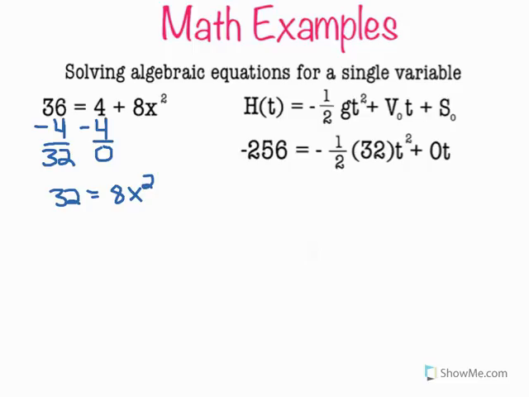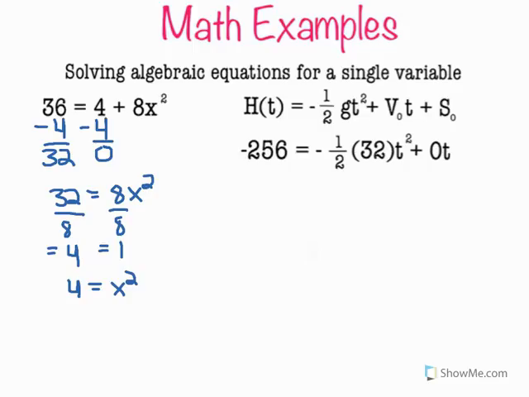Since 8 is multiplied by x squared on the right side of the equation, we must now divide by 8 to get x squared alone. 8 divided by 8 is 1, and 32 divided by 8 is 4. Our equation now reads 4 equals x squared. Even though we now have x on one side of the equation and 4 on the other, we are not done solving because x is squared.